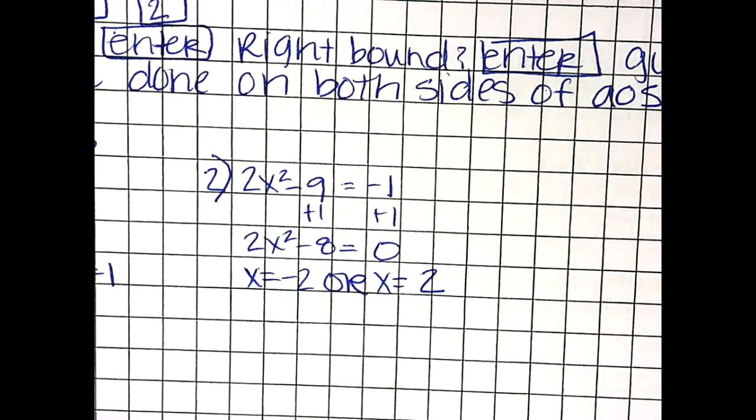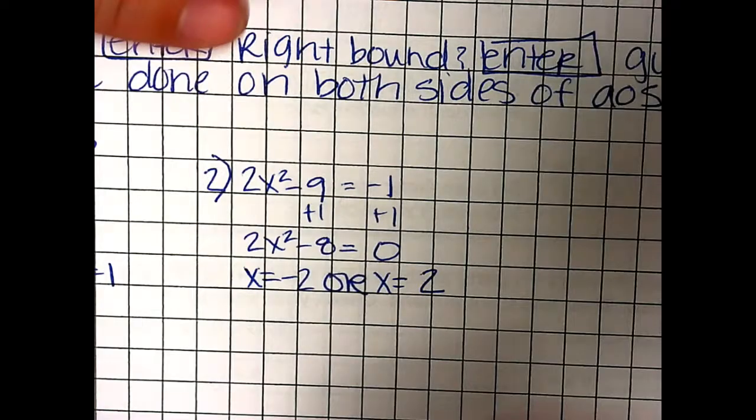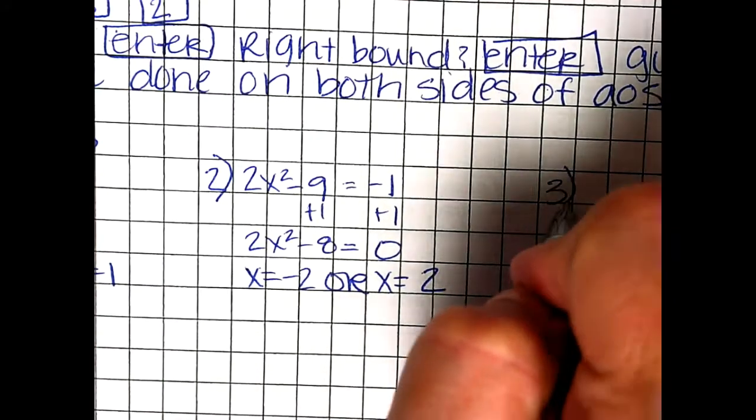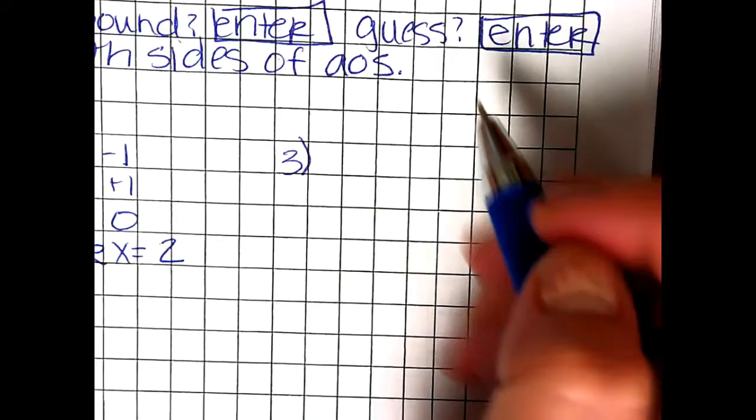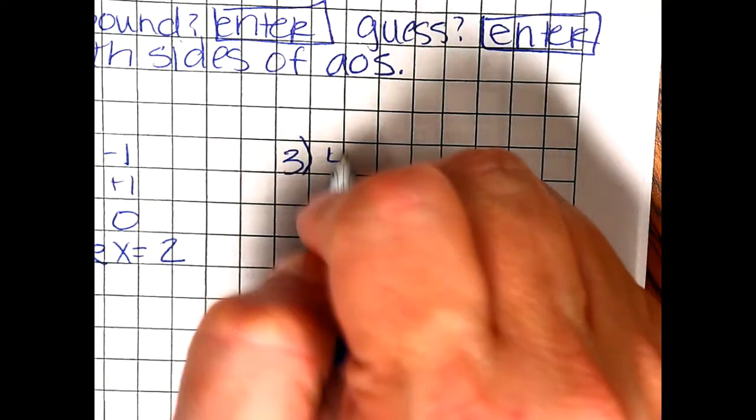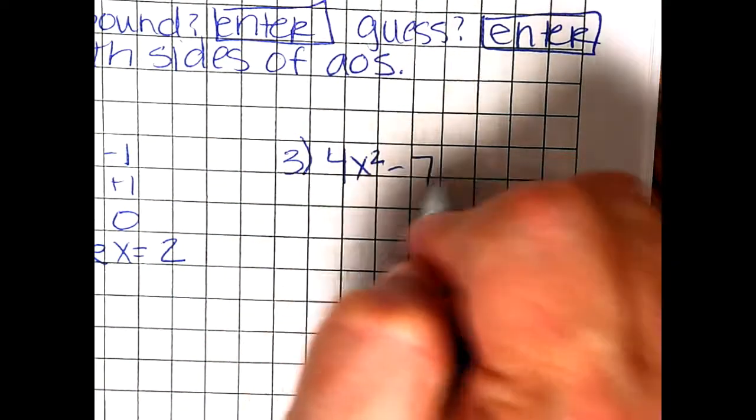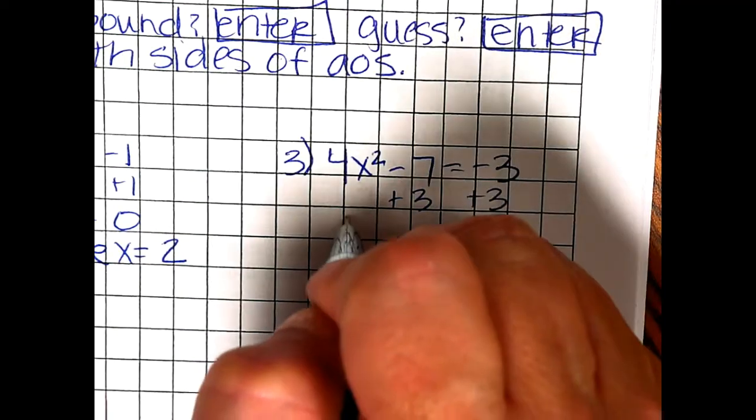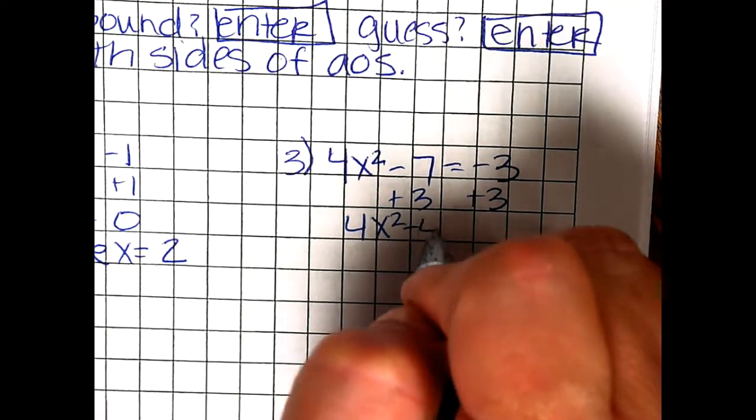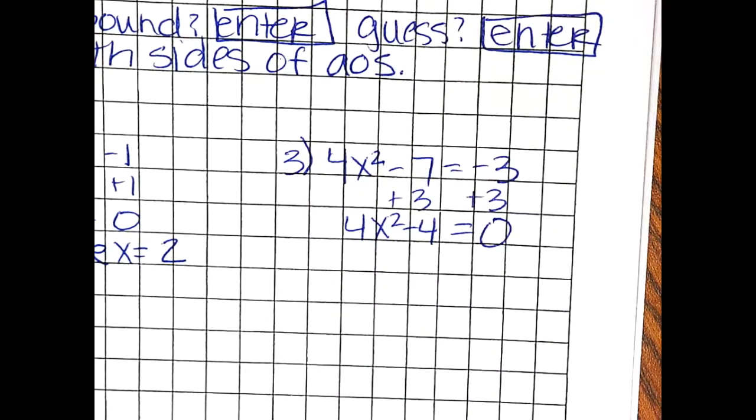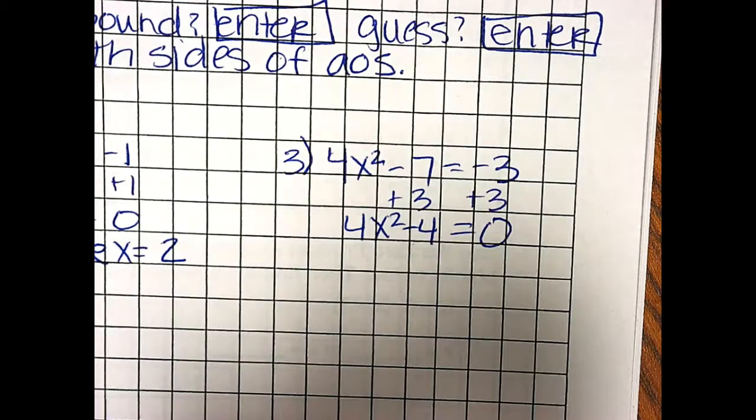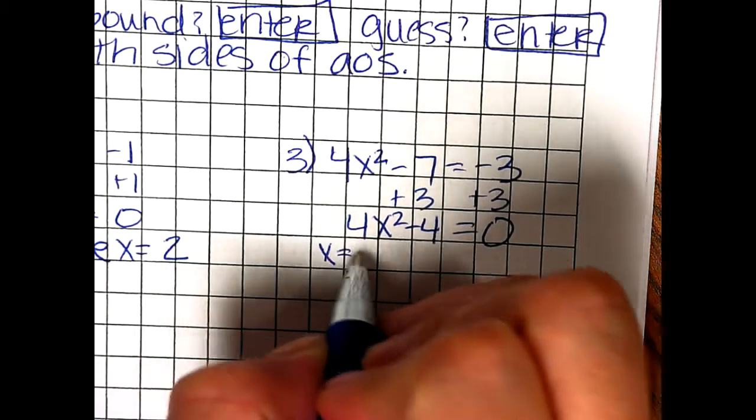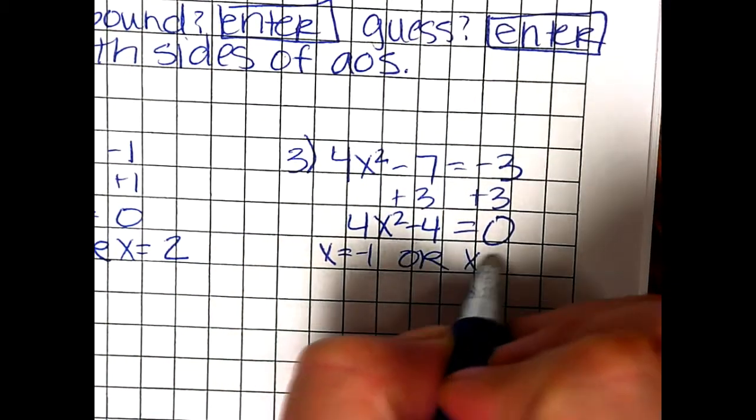They won't always be the same. It's because our axis of symmetry is 0 on these that we're getting the opposite, so negative 2 and 2. Okay, number 3 is 4x squared minus 7 equals negative 3. I'm going to add 3 to both sides. So 4x squared minus 4 equals 0. And it's the same process again. To save us time, I'm not going to go through it. It's x equals negative 1 or x equals 1.